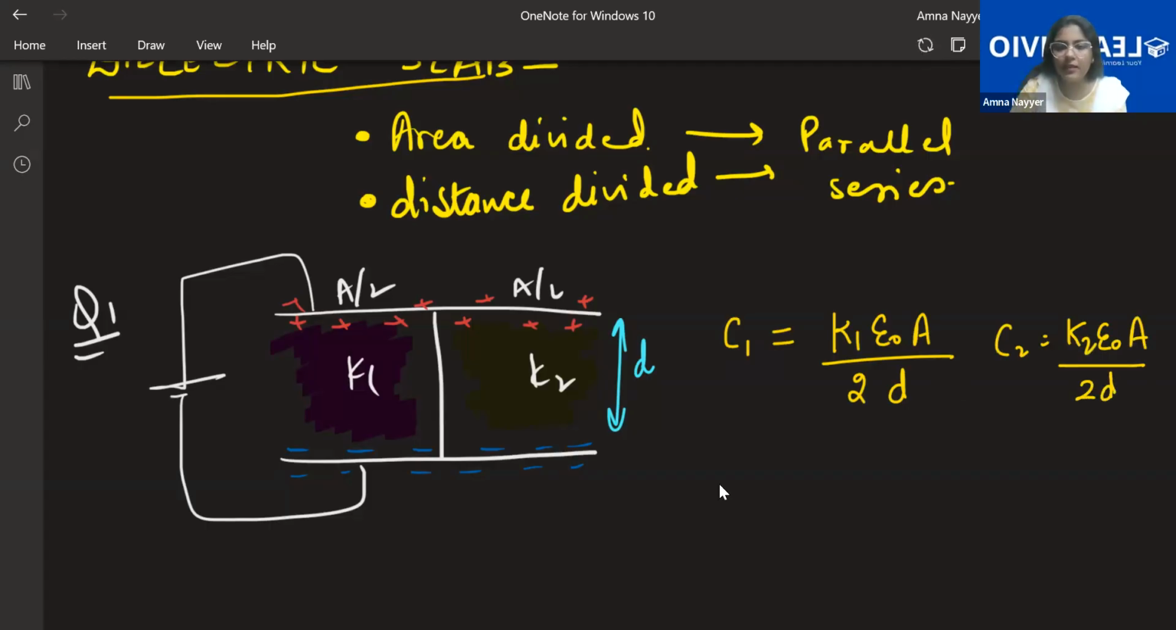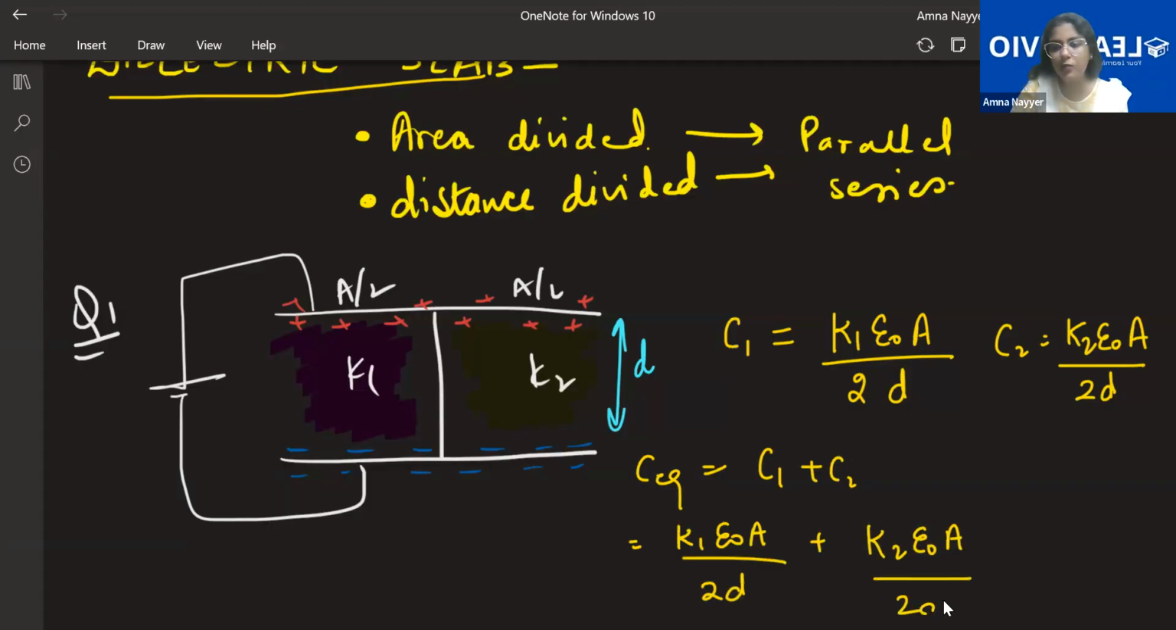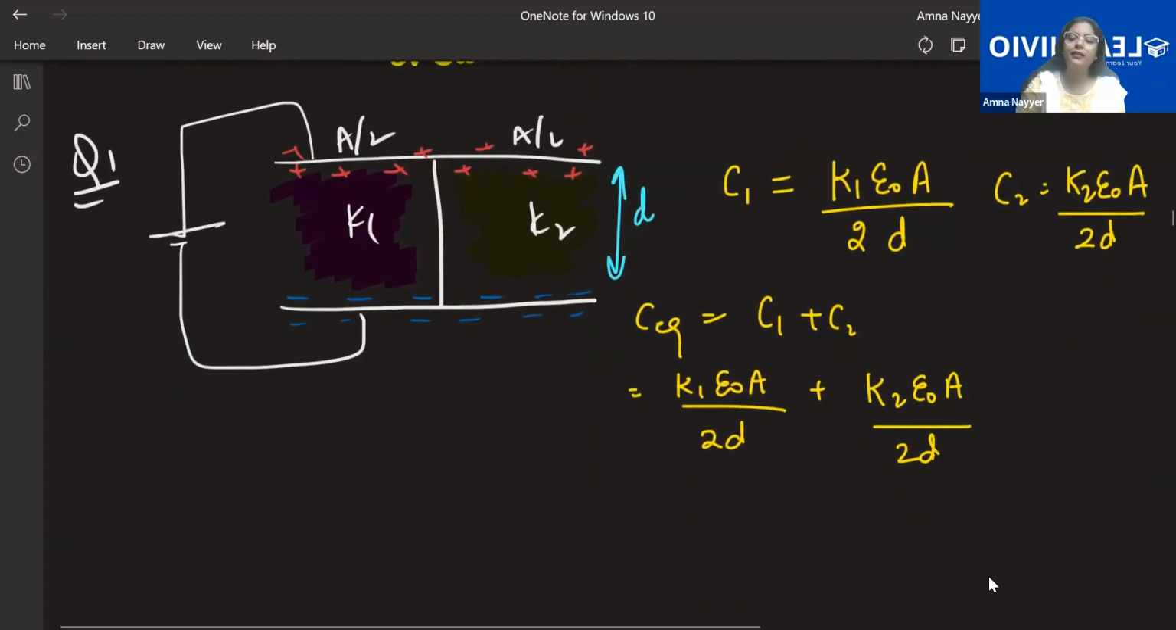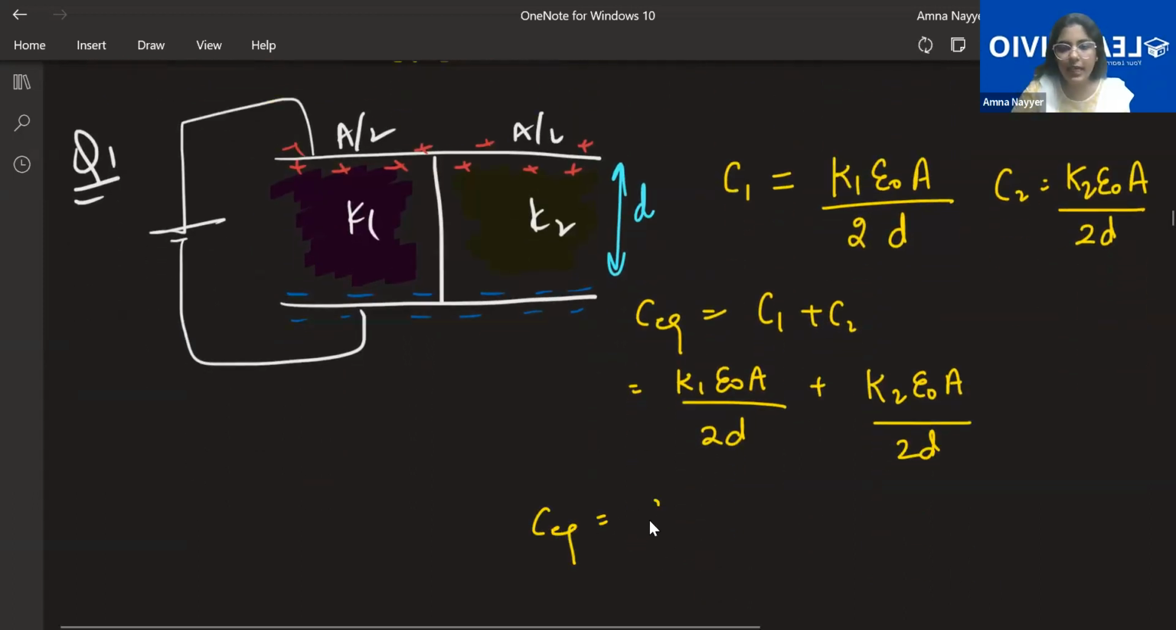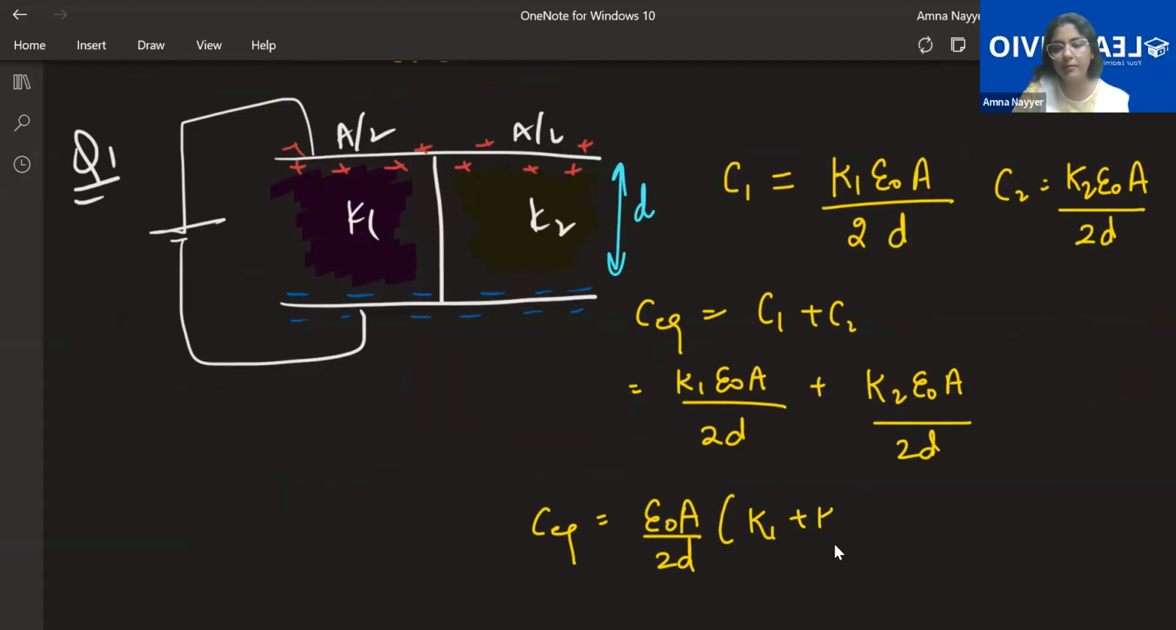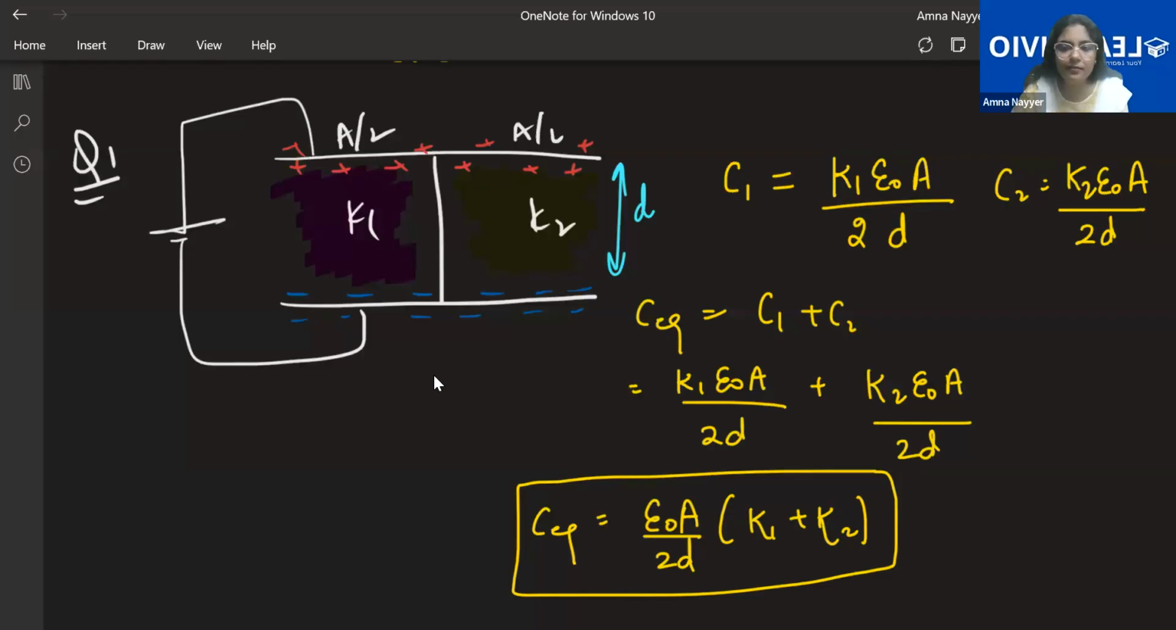Now they are connected in parallel. So C equivalent will be simply C1 plus C2: K1 epsilon naught A by 2d plus K2 epsilon naught A by 2d. I hope you know why 2 is there, because area is A by 2. So for C equivalent, we can take epsilon naught A by 2d out common and we'll be left with K1 plus K2. This is the C equivalent. Clear? Is that clear? Yes, ma'am. Okay, please write it.